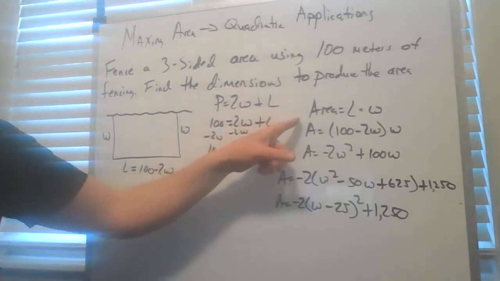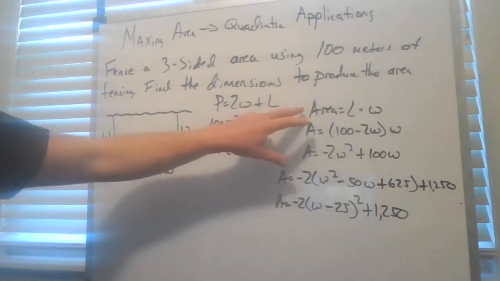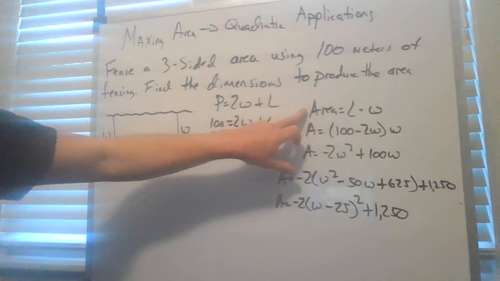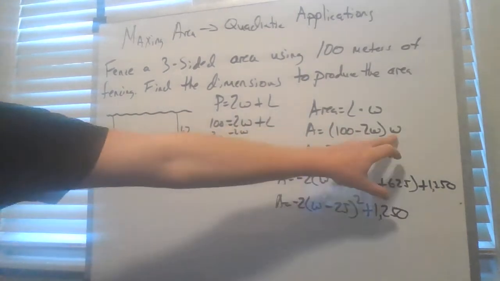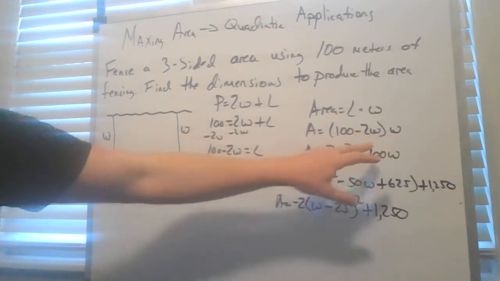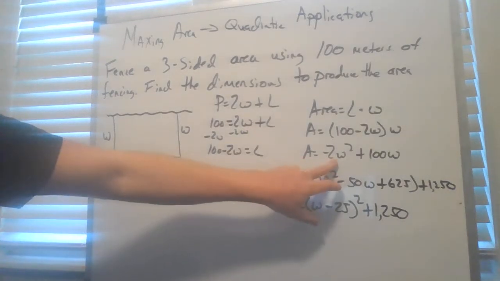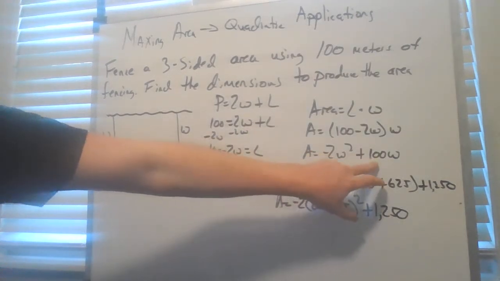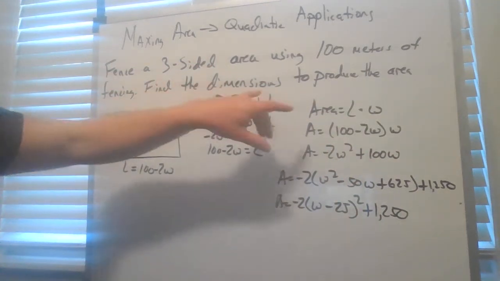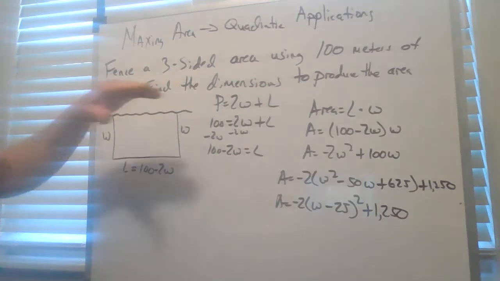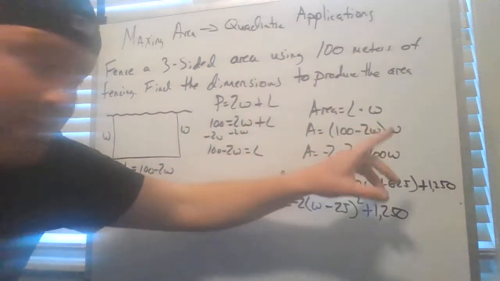So like before, now that we know all of our dimensions in terms of w, we can go into our area formula, which is length times width, replace the length with this expression, 100 minus 2w, carry out the distributive property to both, and I put my w squared term in the very front. That's standard form. So that's -2w squared plus 100w. And then I'm going to, again, I'm trying to find the maximum area to produce. I should have said, find the dimensions to produce the maximum area, my apologies.